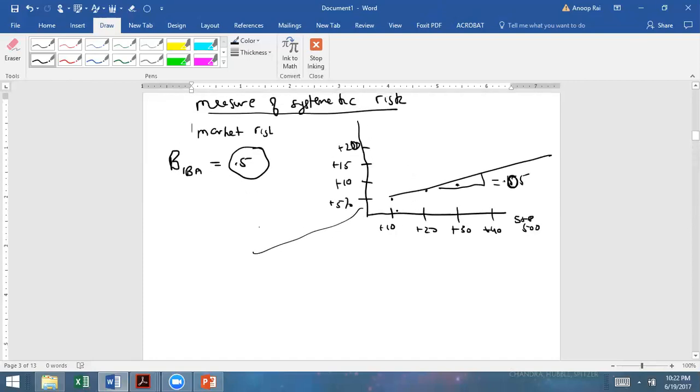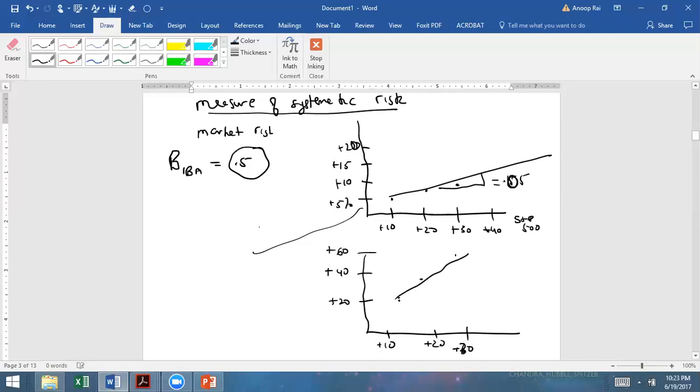Let's take another stock. Let's say this is Chevron. Now that's risky. Let's say whenever the market goes up 10, you notice that Chevron goes up 20. When the market goes up 20 points, you notice Chevron goes up 40 points. When it goes up 30, it goes up 60 points. And this goes downwards too.